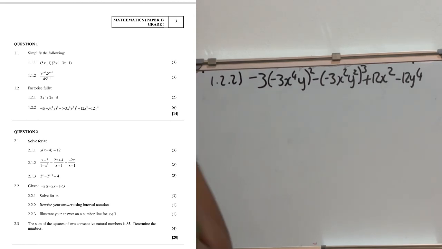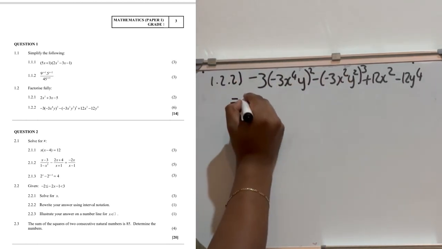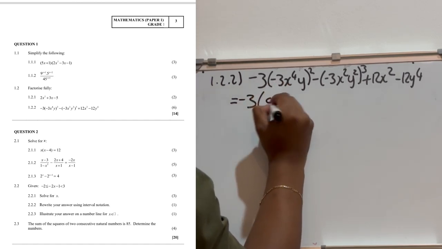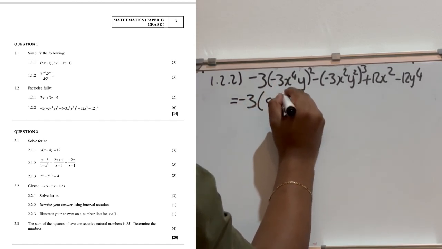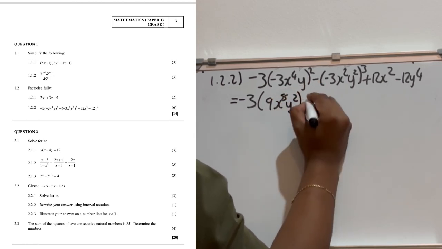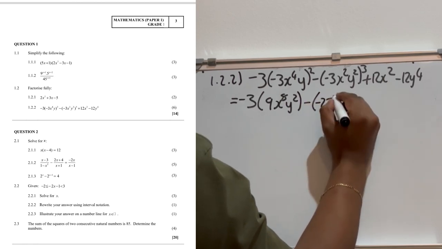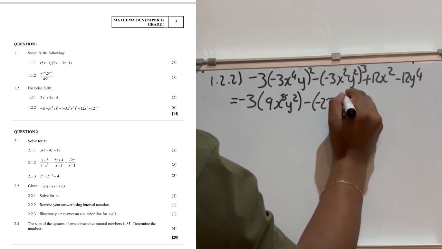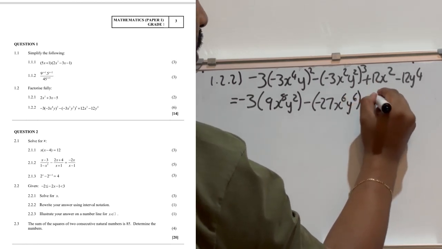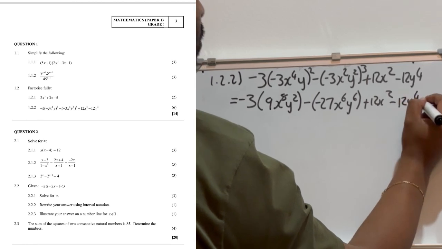Okay, so the way we'll do this, first of all, we need to get the brackets out first, and then that is going to be minus 3. So that is going to be 9x to the power 8 y to the power 2, and this is going to be minus 27x to the power 6 y to the power 6, and that's just going to be 12x squared minus 12y to the power 4.